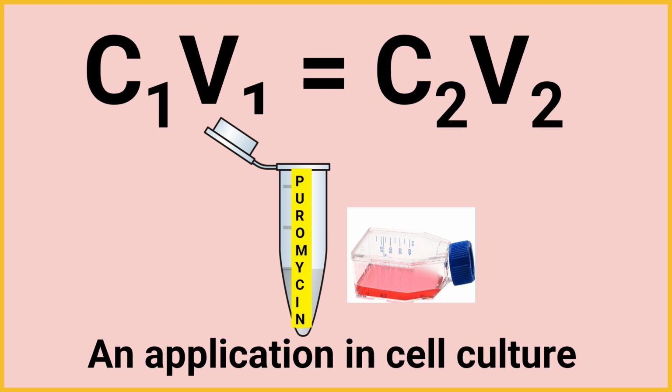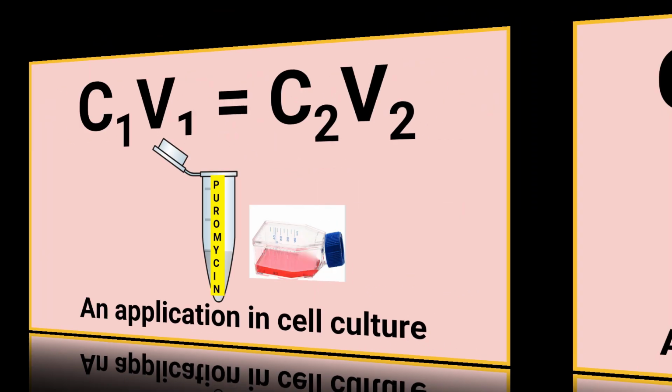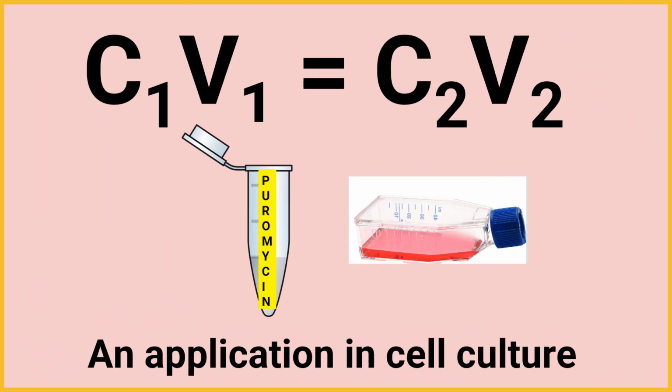As a biologist, you may need to use the equation C1V1 equals C2V2 while working in the lab. Let's look at an example of how this equation may be useful when culturing cells. In this example, you need to add the antibiotic puromycin to suspension cells cultured in a flask.